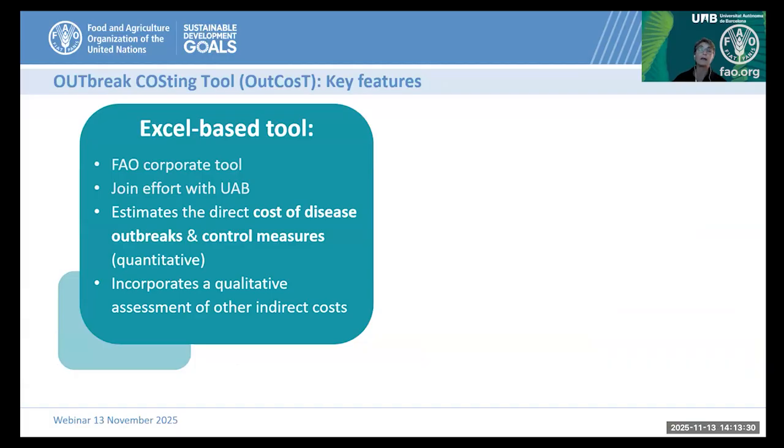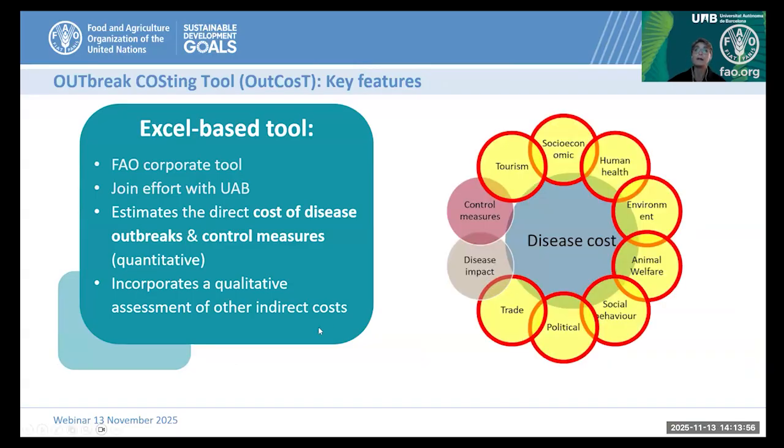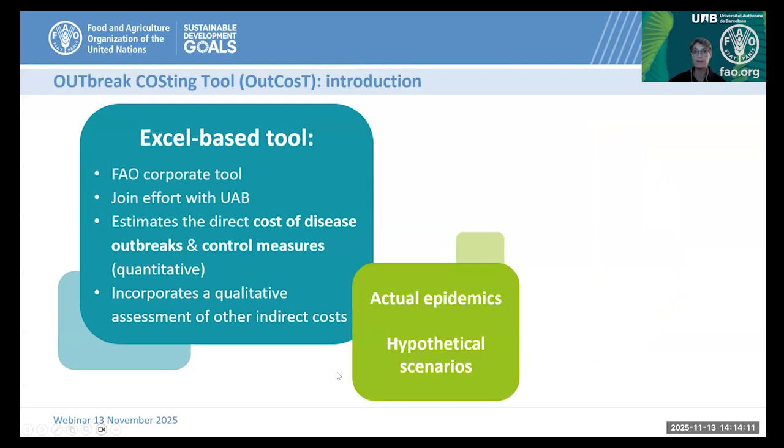So to fill this gap, the FAO, in collaboration with the Autonomous University of Barcelona, developed this Excel-based tool that offers a standardized approach to estimate the direct cost of disease outbreaks and the cost of implemented control measures to control the spread of the disease. It also incorporates a qualitative evaluation of other indirect costs that can have an impact in a territory, such as social behavior, environment, human health, tourism, animal welfare, or some other aspects.